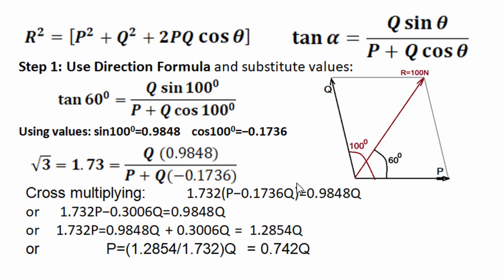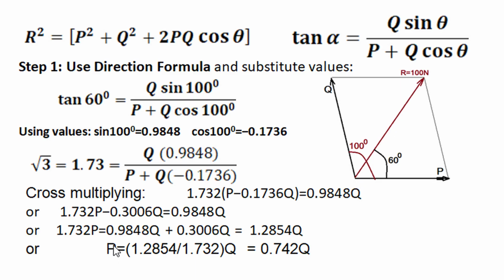Now we separate the quantity of P to one side and Q to the other side. The multiplication of 1.732 with 0.1736 is 0.3006, and when this term is transferred to the other side, the two Q numeric figures 0.9848 and 0.3006 get added to 1.2854 Q. So 1.732 P is equal to 1.2854 Q, and the value of P in terms of Q is given as 1.2854 divided by 1.732 times Q, that is 0.742 Q.